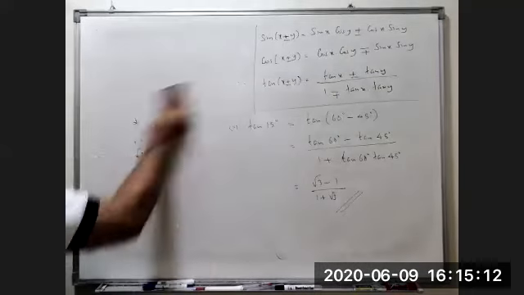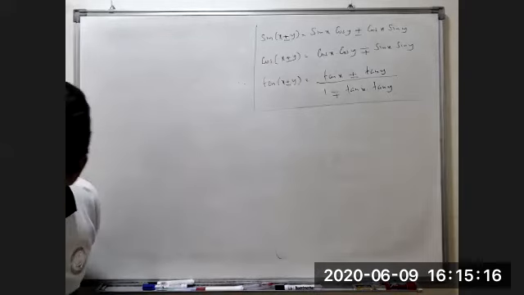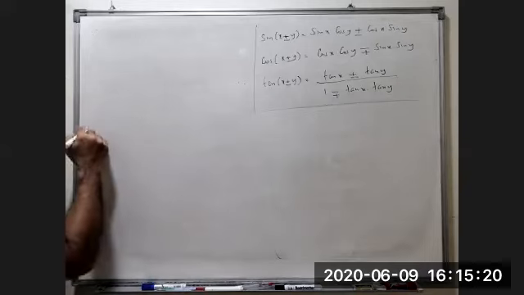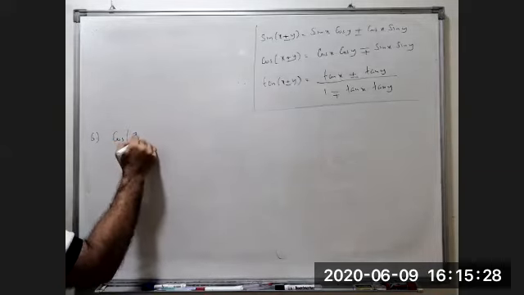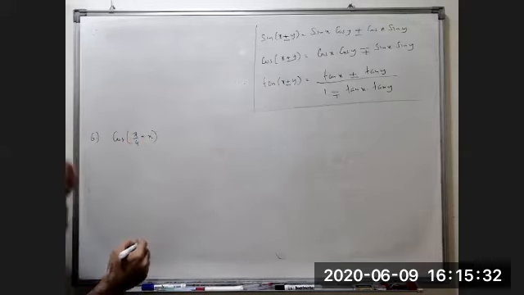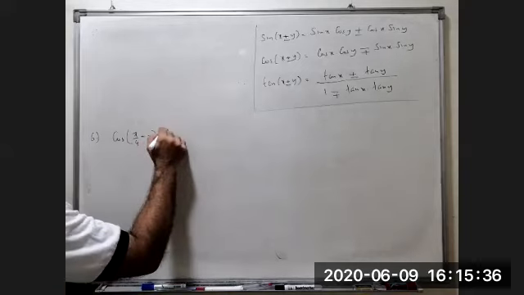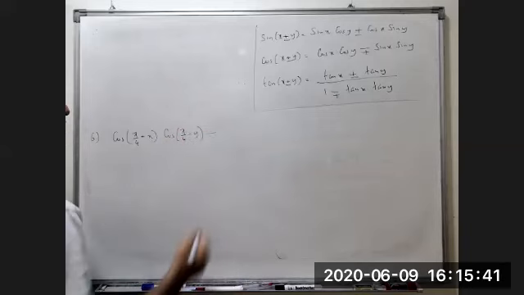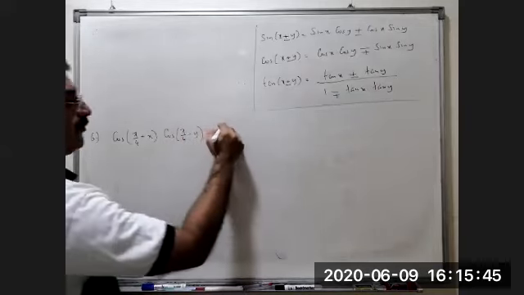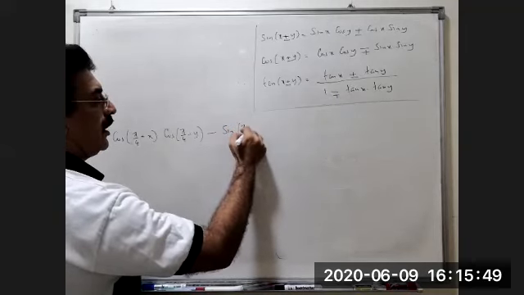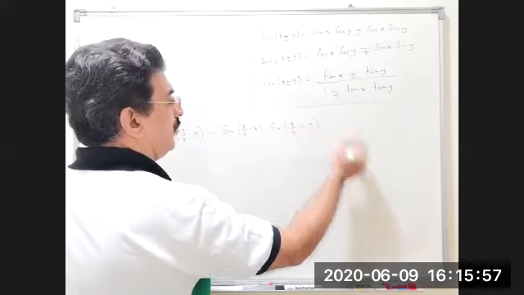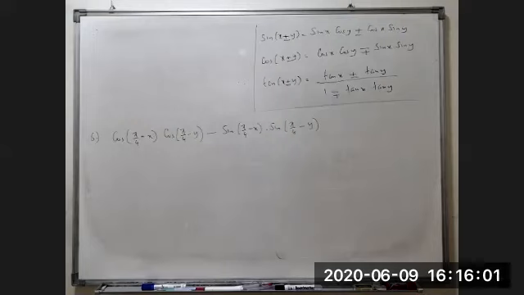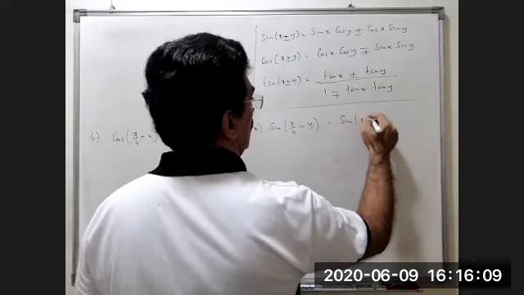Question number 6 is cos(pi by 4 minus x) into cos(pi by 4 minus y) minus sin(pi by 4 minus x) into sin(pi by 4 minus y) is equal to sin x. This is what we need to prove.